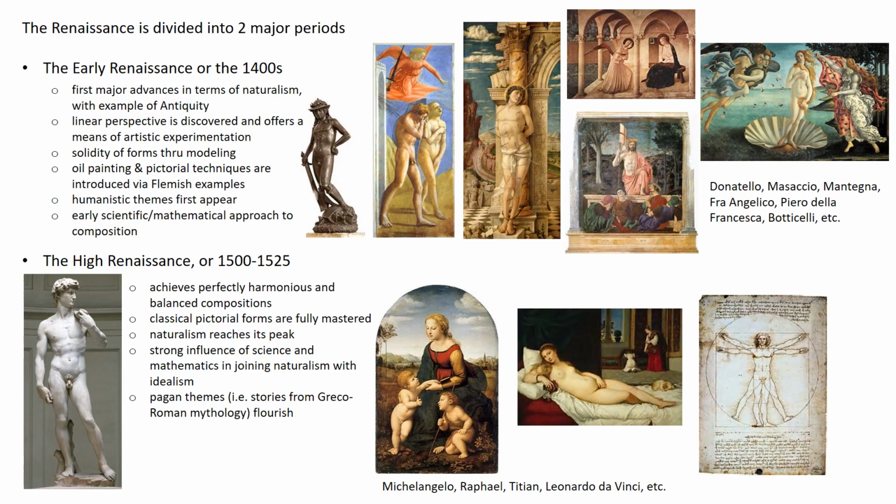The Renaissance may be divided into two major periods: the early Renaissance, which takes up most of the 1400s, and the High Renaissance, which starts shortly before 1500 and ends by about 1525. You can see the notable characteristics of each here.